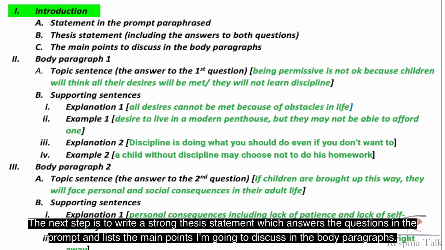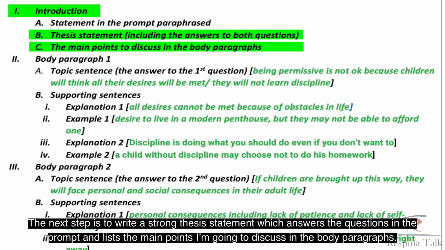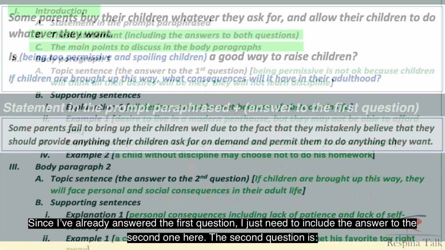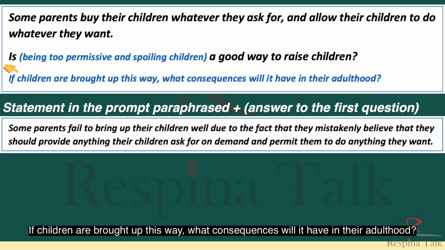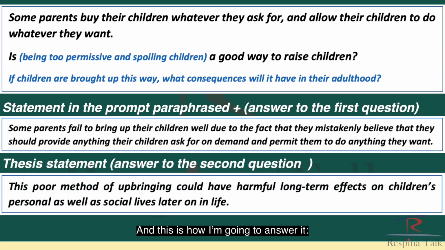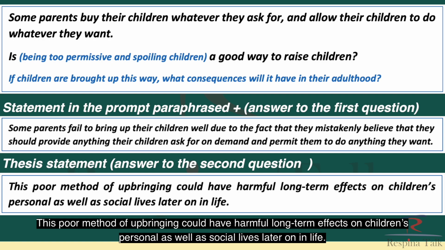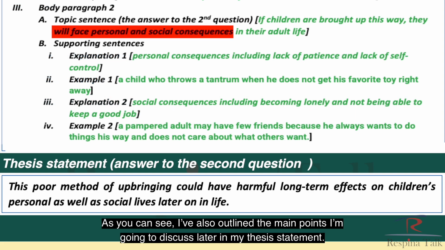The next step is to write a strong thesis statement which answers the questions in the prompt and lists the main points I'm going to discuss in the body paragraphs. Since I've already answered the first question, I just need to include the answer to the second one here. The second question is, if children are brought up this way, what consequences will it have in their adulthood? And this is how I am going to answer it. This poor method of upbringing could have harmful long-term effects on children's personal as well as social lives later in life. As you can see, I have also outlined the main points I'm going to discuss later in my thesis statement.